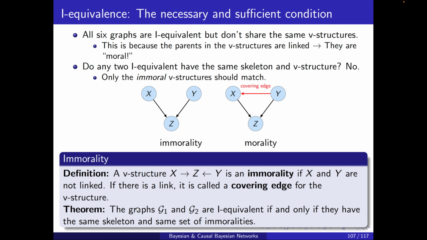Now here's the concluding theorem. The graphs G1 and G2 are I-equivalent if and only if they have the same skeleton, no question on that, you cannot have different skeletons, and the same set of immoralities. Once you have that, then we're done. So we should only look for this, V structures where the parents are not connected. These ones are fine. So in this situation, you can change the directions. Doesn't matter, but here you cannot.